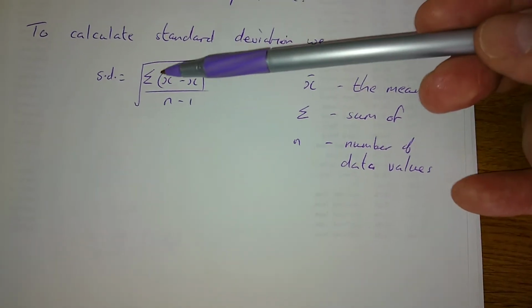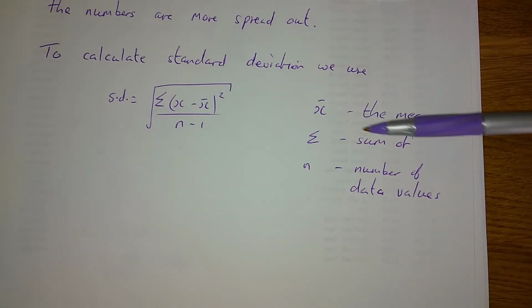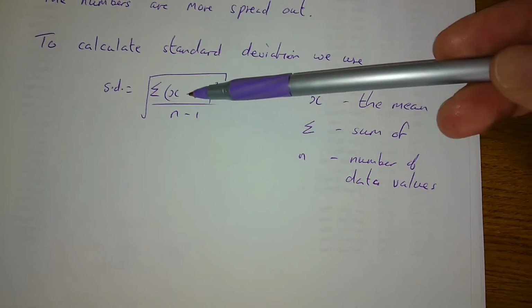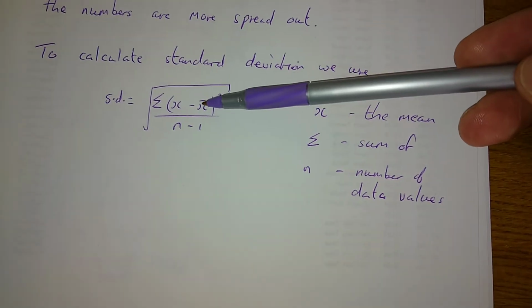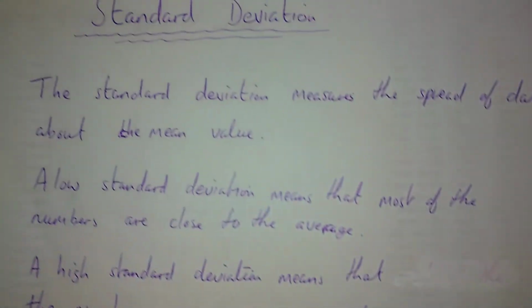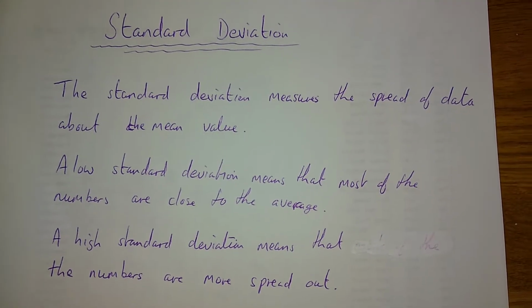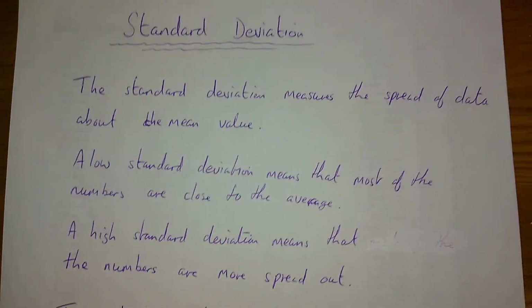And we have this Greek symbol here, the sigma sign. That just means the sum of. So we're going to calculate these values and then add them all together. We'll see how to do that in the example. But again, what does the standard deviation tell us? It gives us an idea of the measure of the spread of the data about the mean value.